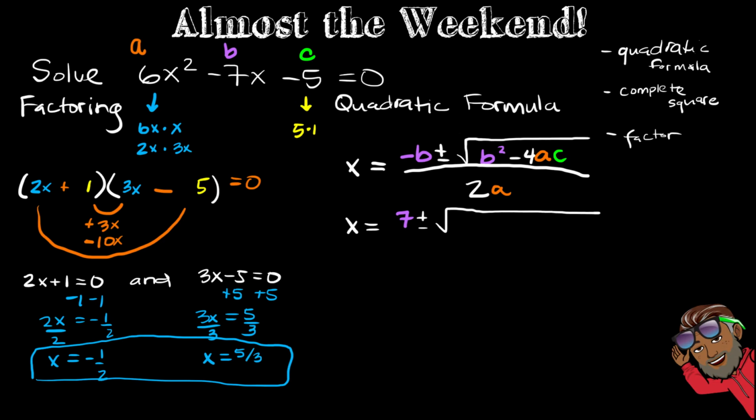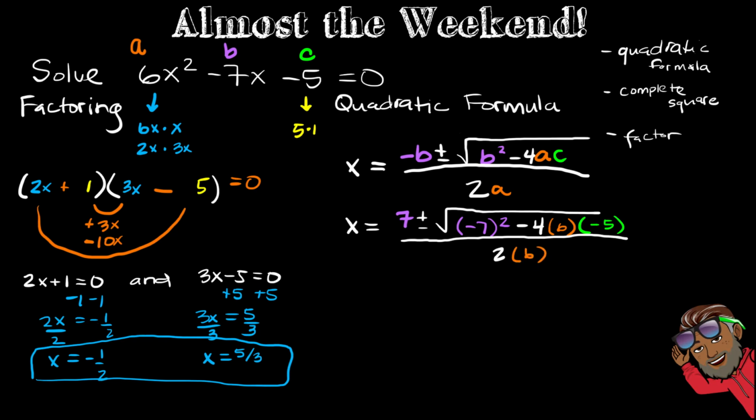b squared. Now I'm actually going to write this out because I do recognize that I forget to write these things out sometimes. So 7 squared minus 4 times a times c. So times 6 times, and as you can tell right now, the quadratic formula does take time. It's not a quick and easy method for solving. However, it is a method that will always work as long as your math is on point. And then divided by 2 times a, which is 6 in this problem.